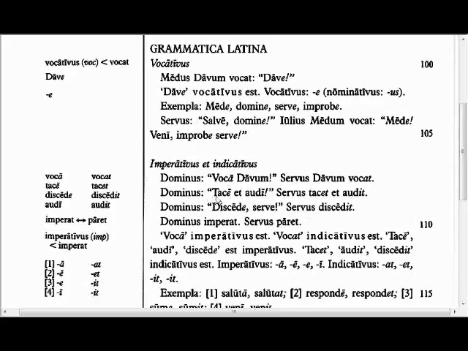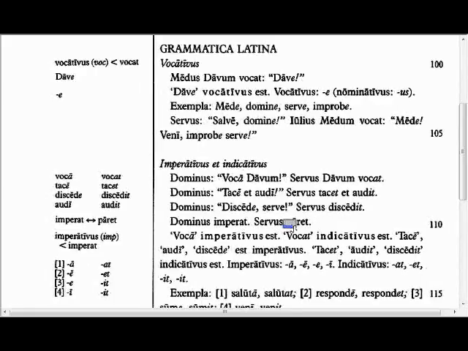Dominus, master. The master says, tace et audi. Be quiet and listen. The slave, tacet et audit. The slave is quiet and listens. Dominus, get out of here, slave. Disceda serve. The slave discedit. The slave leaves. Dominus imperat. The master commands. Servus paret. The slave obeys. Notice that imperat and paret are opposites. You know that imperat, from which we get the word imperativus, means to command, so paret means obey.